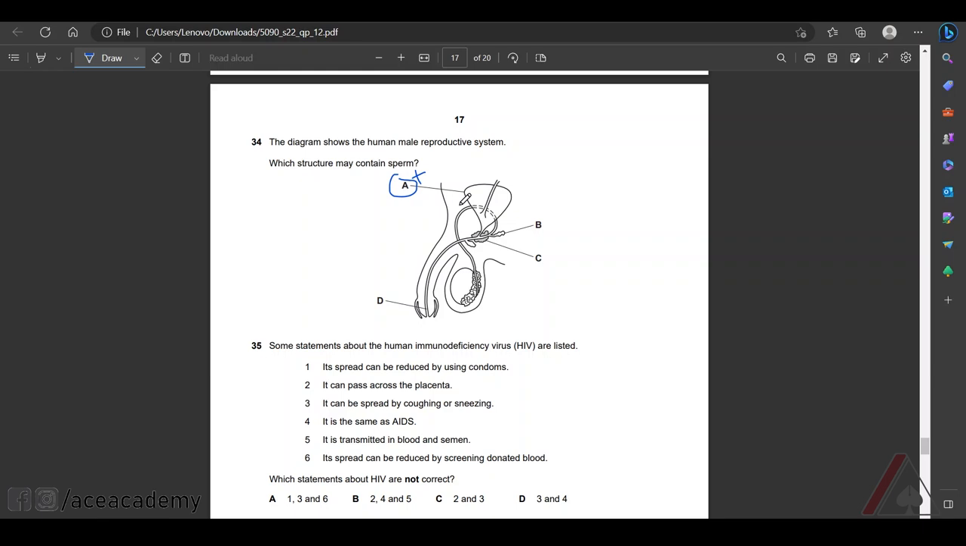Option B shows the seminal vesicles. And option C shows the prostate gland. Now both of these are glands which secrete fluids that contain nutrients for the sperm cells and become part of the semen. But B and C never really contain sperm. So B and C are also wrong. D is the urethra. The urethra may actually contain sperm, as sperm passes through the urethra before ejaculation. So for some time, yes, structure D does contain sperm. D is our correct answer.